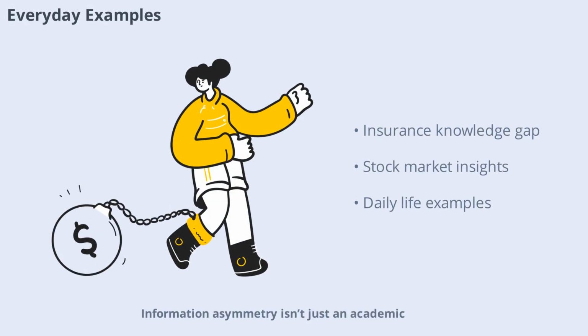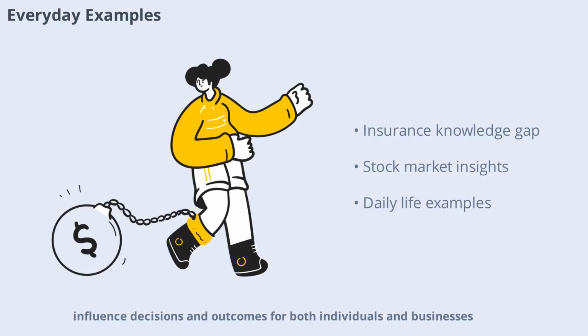Information asymmetry isn't just an academic concept, it's present in our daily lives. When you buy insurance, the company doesn't know as much about your habits as you do. When you invest in stocks, you may not have the same insights as company insiders. These everyday examples show how information gaps can influence decisions and outcomes for both individuals and businesses.